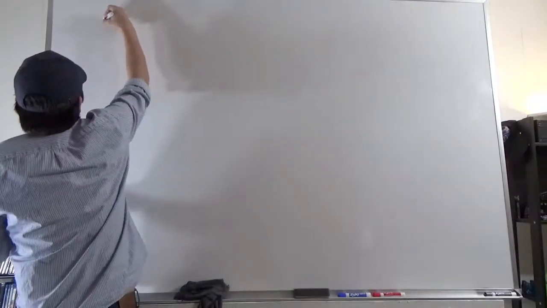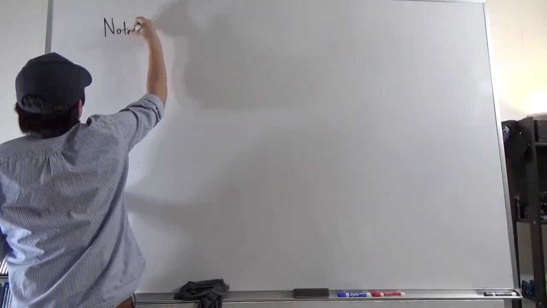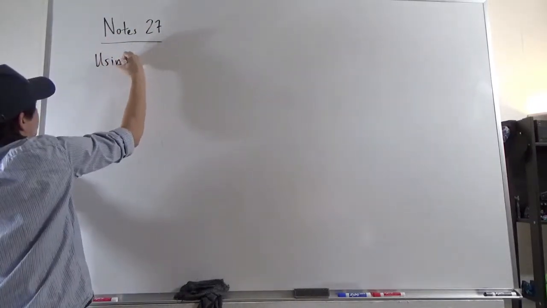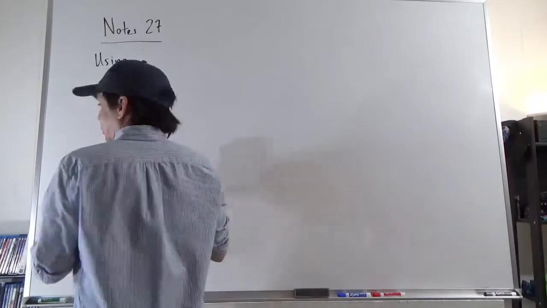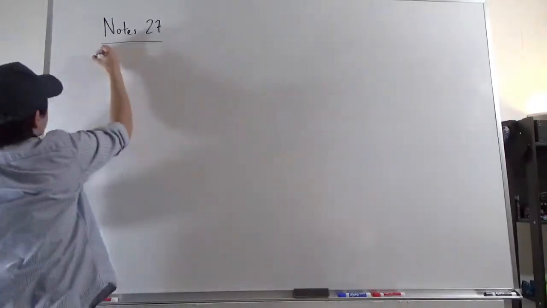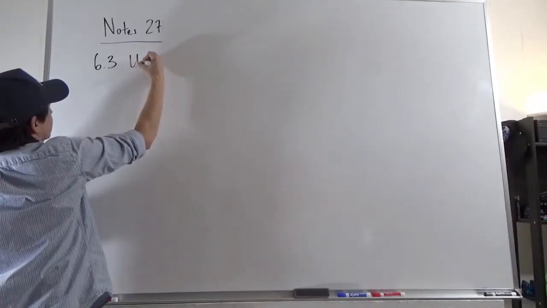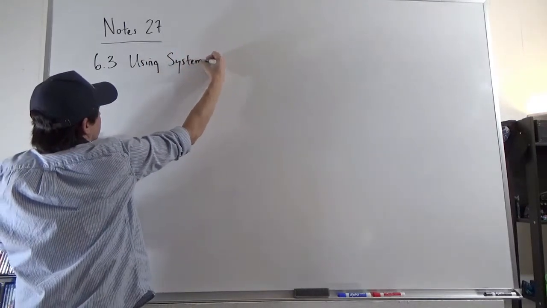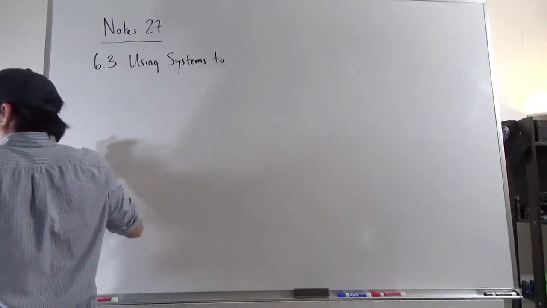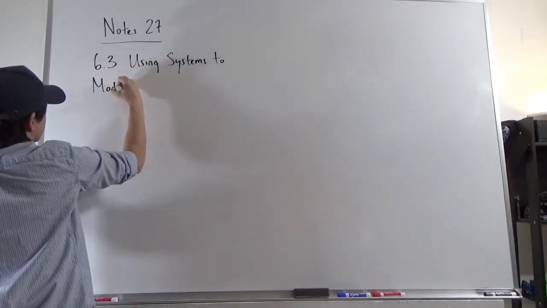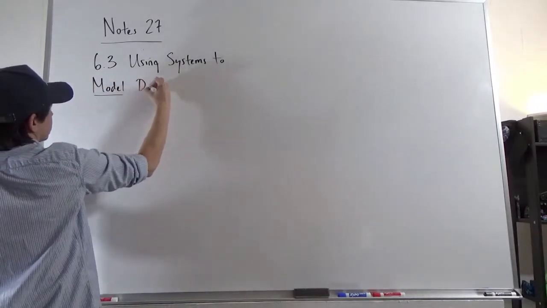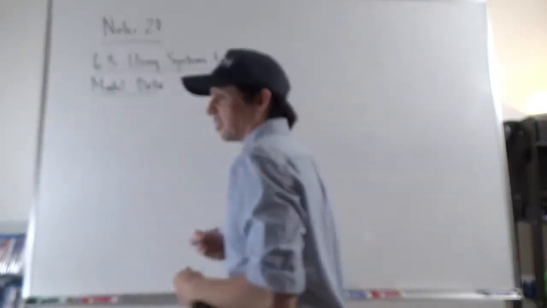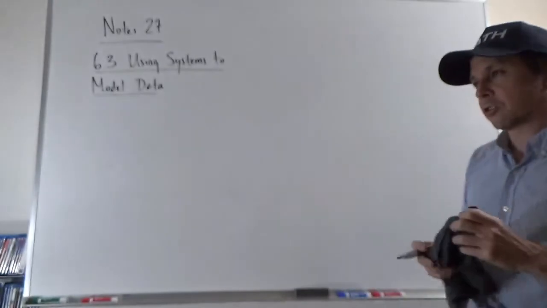Okay, lesson 27. We're now going to use, this is 6.3 from the textbook, using systems to model data. Systems being systems of equations. We'll be doing systems of linear equations, meaning one or more equations.